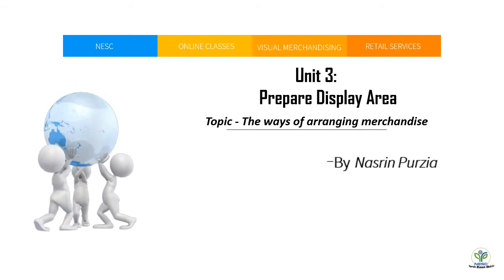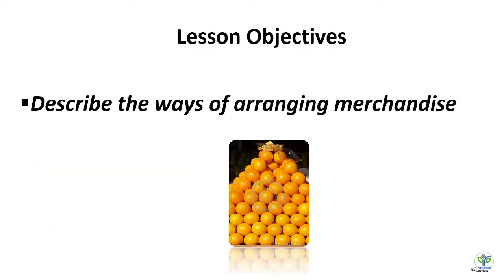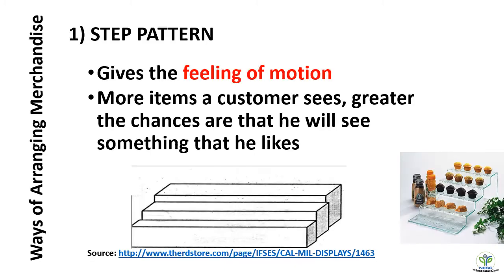Today's session is from our core module Visual Merchandising, Unit 3, Prepare Display Area. Our topic for discussion today is the ways of arranging merchandise. Here, we will learn about different ways of arranging merchandise in a retail store. Lesson objective: at the end of this lesson, students should be able to describe the ways of arranging merchandise.